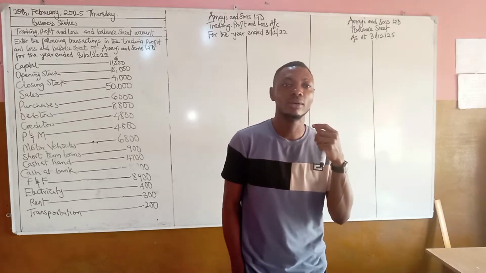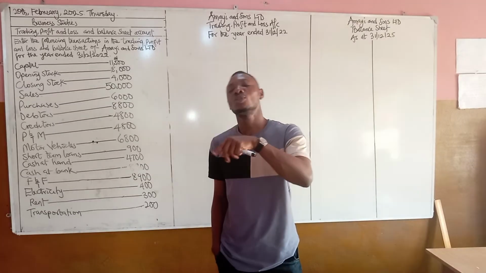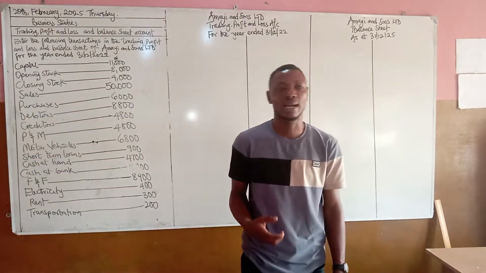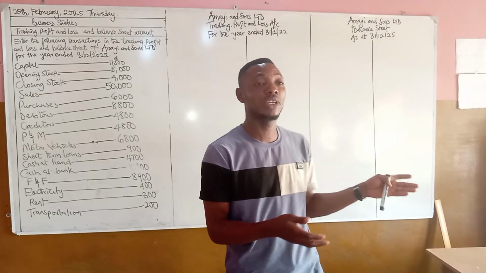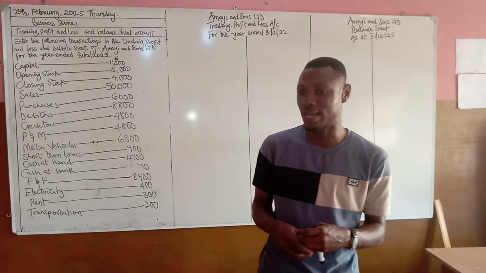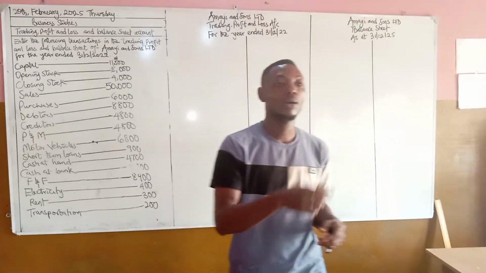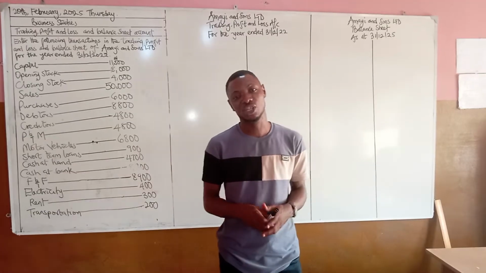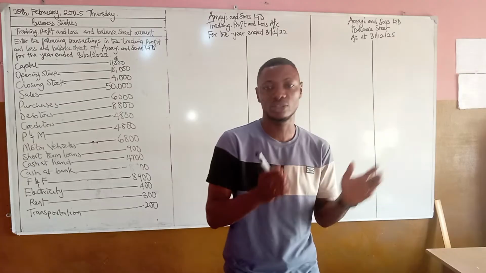Yes, Jason? To get the net profit. No, to ascertain the gross profit. So the essence of preparing the trading account is to ascertain the gross profit. And the gross profit is carried into the profit and loss account in order for you to ascertain what? Ayomide? Net profit. Wonderful. So once we are able to establish the net profit, we can then move the net profit to the balance sheet.